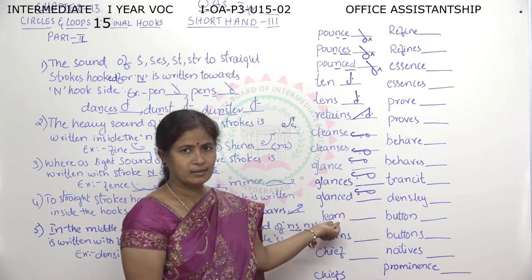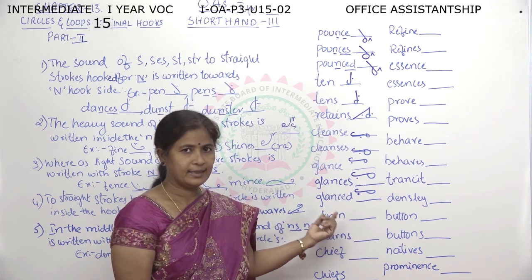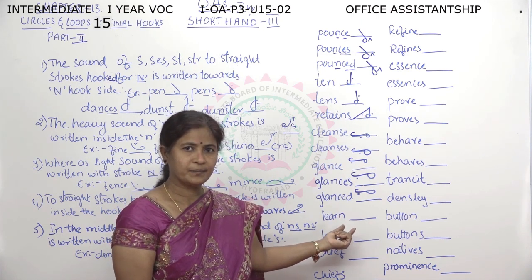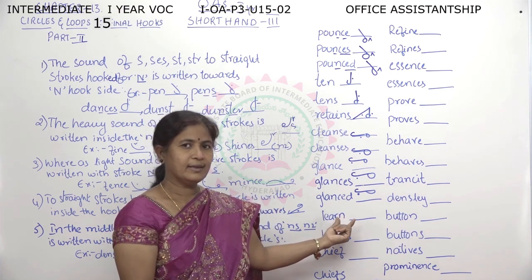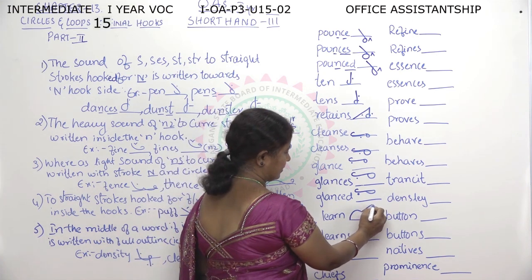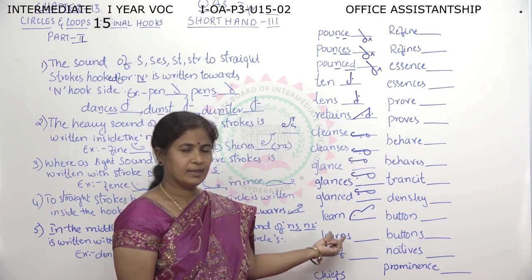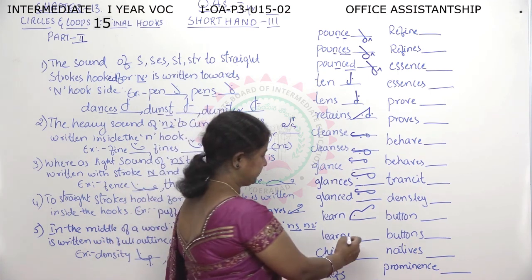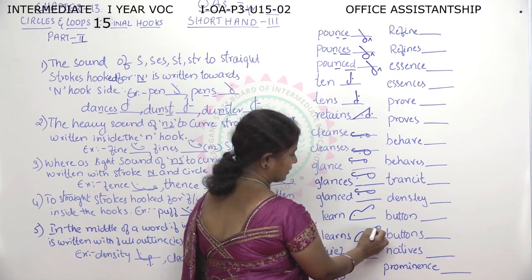Now, learn. How many strokes do we have? Learn. L, R and N. Which R do we write? Write downward R. Learn. L, R and N. L, Ray and N. Learn. Learns. L, Ray and turn S towards the N hook side. L, Ray and turn the circle towards the N hook side.